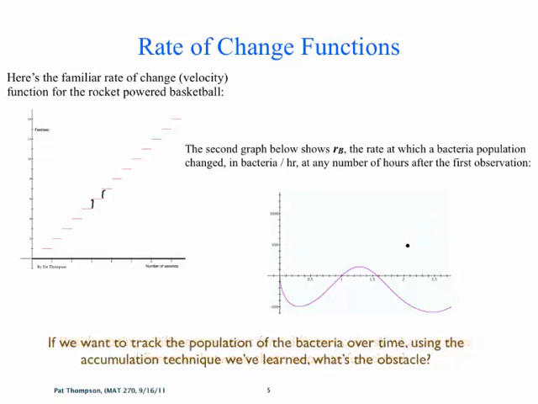Okay, so if we want to track the population of bacteria, we want to do what we did over here, where we had the speed of the basketball and we wanted to track its height. We wanted to build a function for the height of the basketball. Same thing here. If we have how fast the bacteria is changing, and we want to know how much bacteria we have, then what's the obstacle with this right here? Yeah, we have to find the exact rate of change for a given point. We can't have exact seconds.